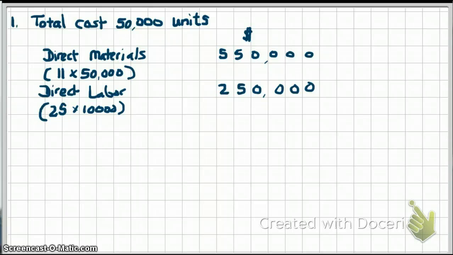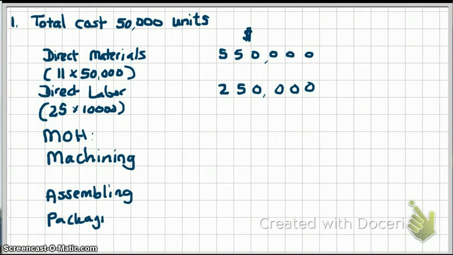Your next stage is to allocate manufacturing overhead. Remember, we're using activity-based costing, so we're going to have to come up with three allocations of manufacturing overhead. You're going to allocate once for machining, once for assembly, and once for packaging. Let's take a look at machining activities. What is the allocation base for machining? You allocate machining costs based on the number of machine hours.